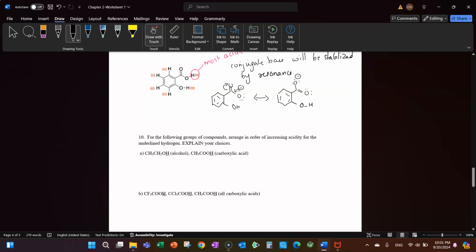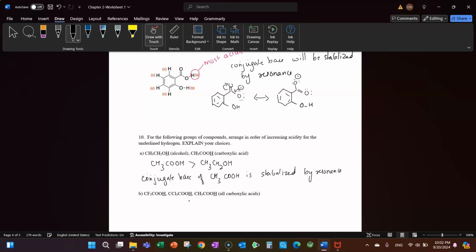Next question is asking for the following compounds arranged in increasing order of acidity. So here, CH3COOH is more acidic than CH3CH2OH. Reason being that the conjugate base of CH3COOH is stabilized by resonance. That's the reason.